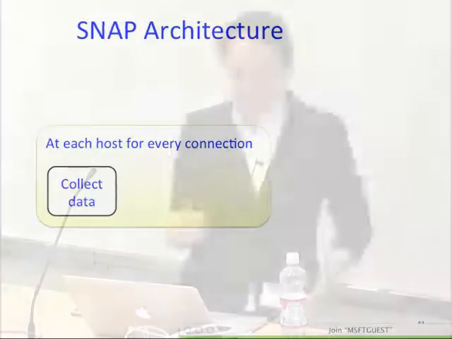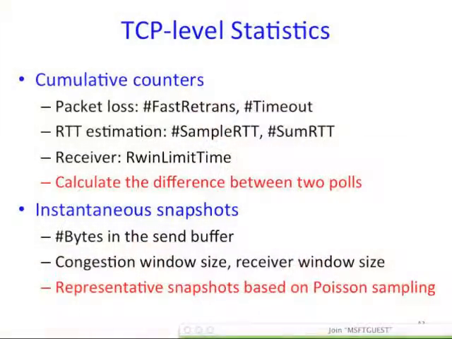So in Snap, basically the first step we do is collect some performance network stack data from all the connections on all the end hosts. There are basically two types of stack data we collected. The first type, relatively easy to handle, is cumulative counters. These counters are like the number of packet losses, the number of fast retransmissions and timeouts that each connection has experienced, the round-trip time estimation that TCP used for congestion control, or, at the receiver end, the amount of time the receiver window limited.